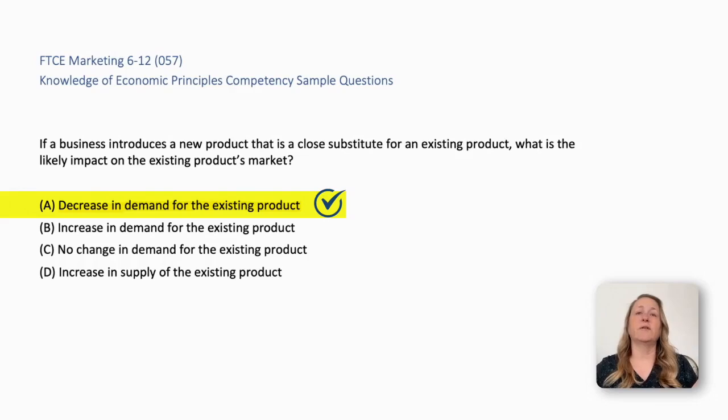The introduction of a close substitute typically leads to a decrease in demand for the existing product because consumers may switch to the new product. This shift occurs as the new product offers similar benefits, leading to a decrease in the quantity demanded for the original product.